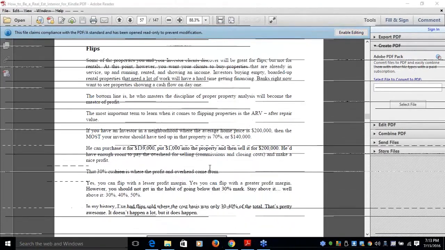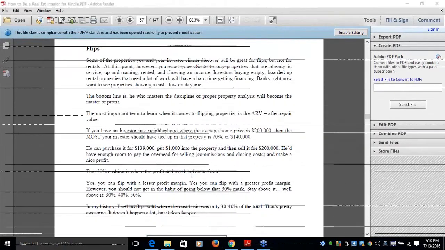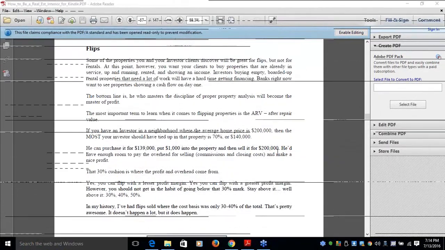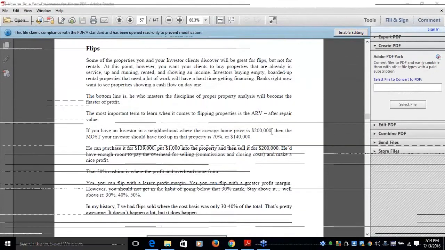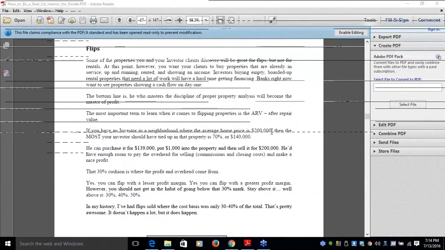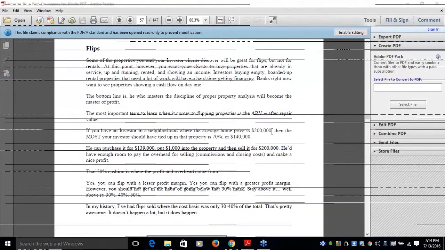By the way, we'll get into this later on. This talks about a 30% cushion. So the general rule of thumb is this: if you have an ARV of $200,000, okay, you cannot have more than $140,000 total into the property. That's purchase plus remodeling. Okay.